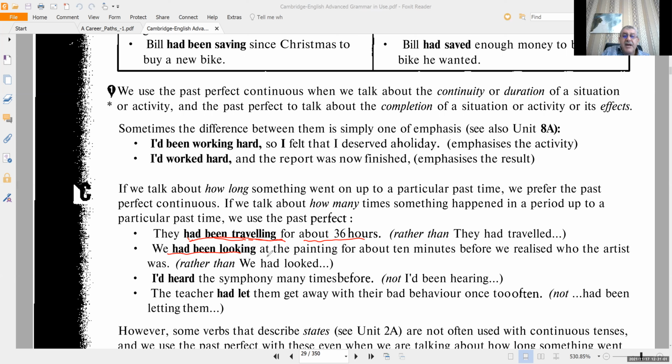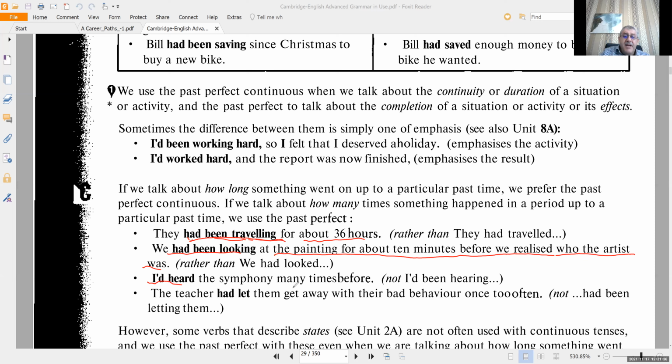We had been looking at the painting for about 10 minutes before we realized who the artist was. إذن هنا معناهم واقفين في المتحف ويتفرجون على اللوحة. We had been looking at the painting for about 10 minutes. طبعا 10 دقائق وتنظر في لوحة واحدة يعتبر long time بالنسبة للمتاحف، يعني 10 minutes for one object it is long time. فهنا يعطينا البعد الزماني الطويل. قعدنا نتفرج على اللوحة 10 دقائق لين عرفنا منو اللي رسمها.